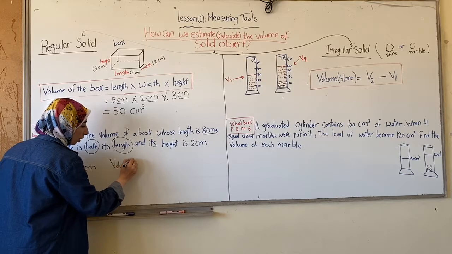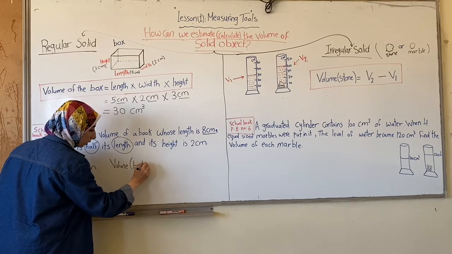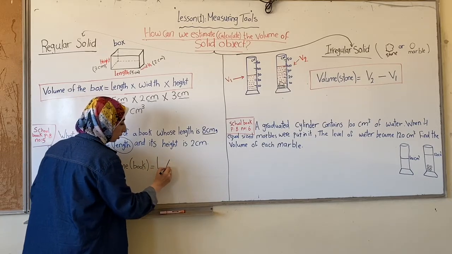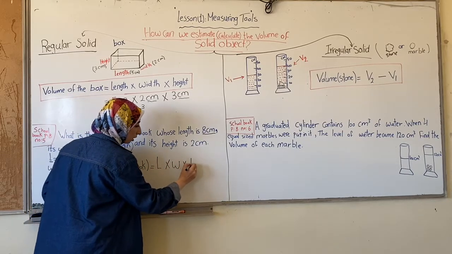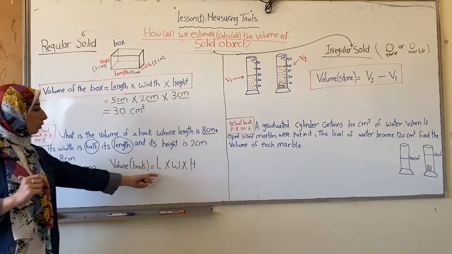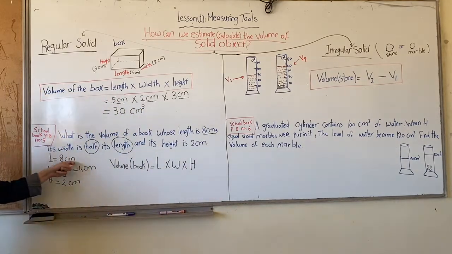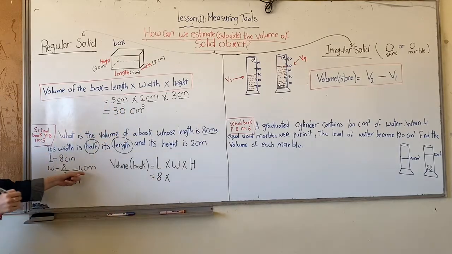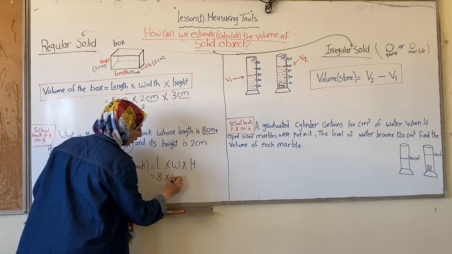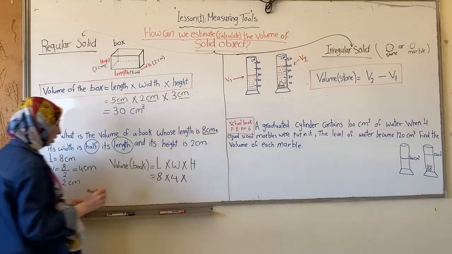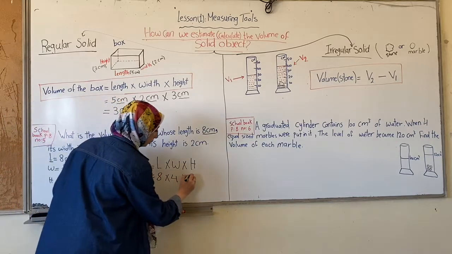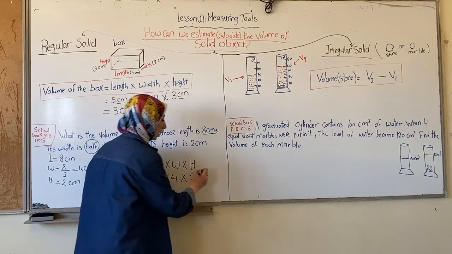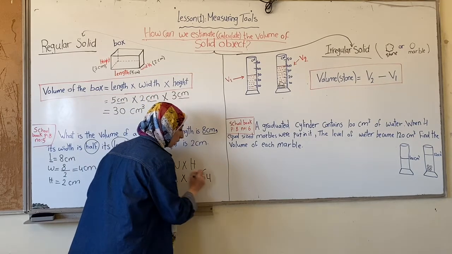Volume of the book will equal, I have to write the rule first, length times width times height. So below the length I will write 8, below the width I will write 4, and below the height I will write 2. 8 times 4 times 2 will equal 64.